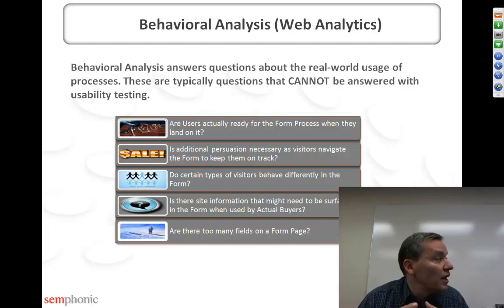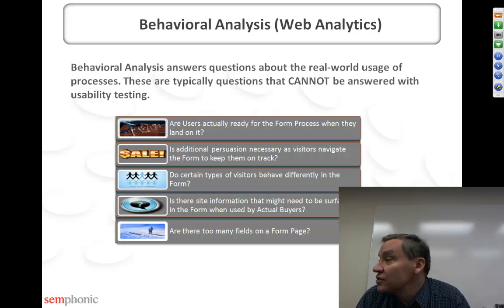If we're already doing usability analysis, why might we look at people's behavior? There are a couple of questions that I think are important that you really can't answer with traditional usability analysis, and I've tried to call some of those out here. Questions like, are users actually ready for the form process when they land on it? In most websites, you have a certain amount of control over when you drive people into a conversion process. And if you drive people into the conversion process right from the home page, sometimes what you find is that people aren't ready to be in the process yet. That's not something you can really test with usability analysis. It's something that requires an actual customer being in an actual customer state of mind.